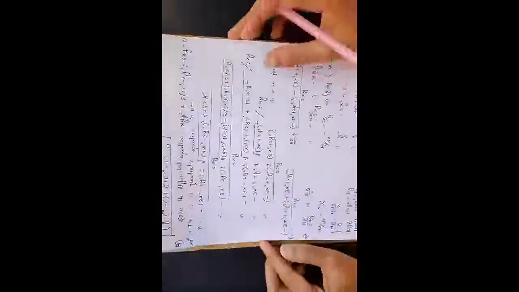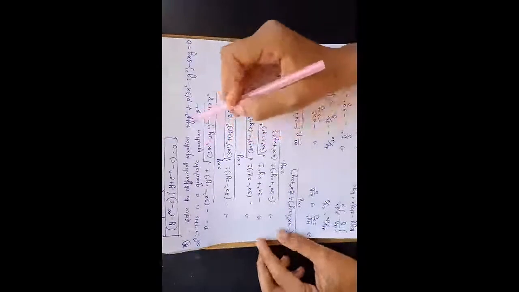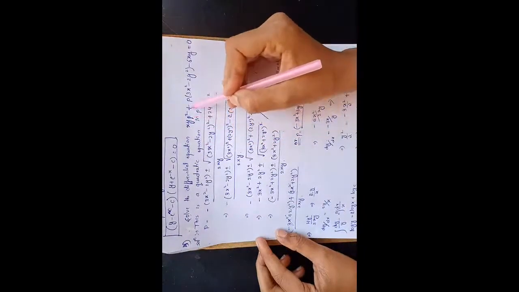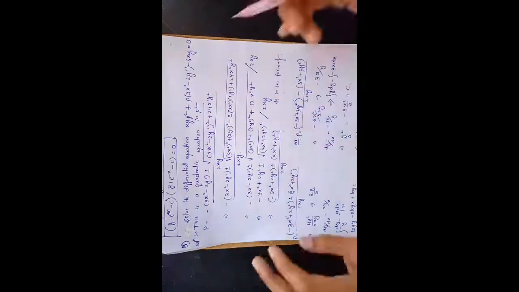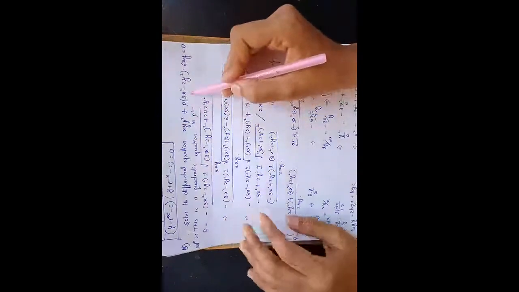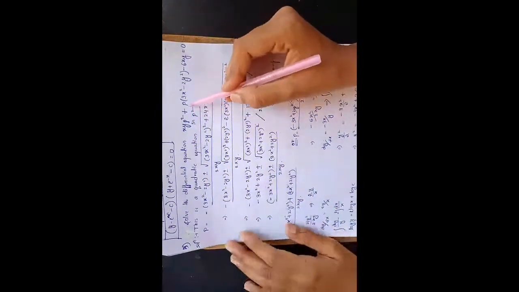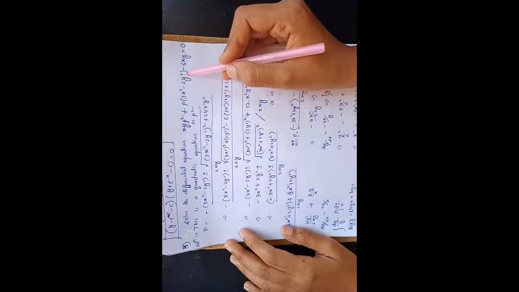So the third example is, solve the differential equation. One differential equation is given here: xy p square plus p into 3x square minus y square minus 6xy is equal to 0. So we know that this is a quadratic equation in p, right? So here we cannot factorize, right?